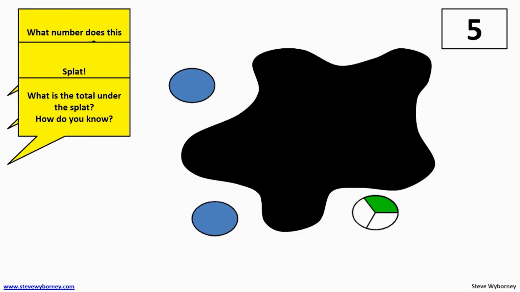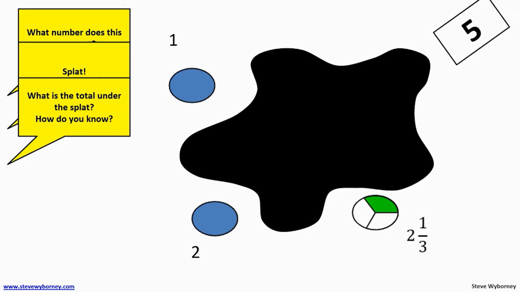Splat. What is the total under the splat? Well, what do we know? How many can we still see? Yeah, let's count the whole numbers first and then the fraction. 1, 2, 2 and 1/3. We can see 2 and 1/3 and we know there are 5 total, so how many are under the splat?